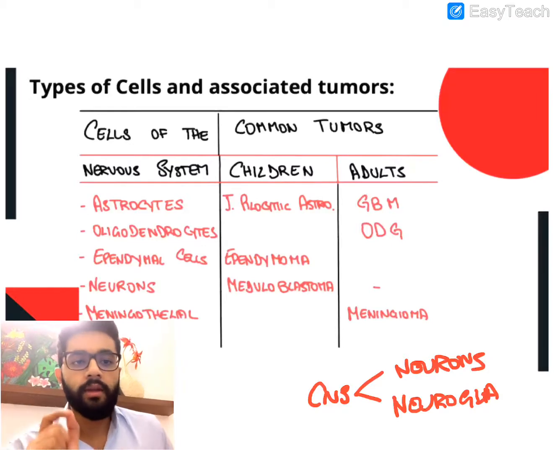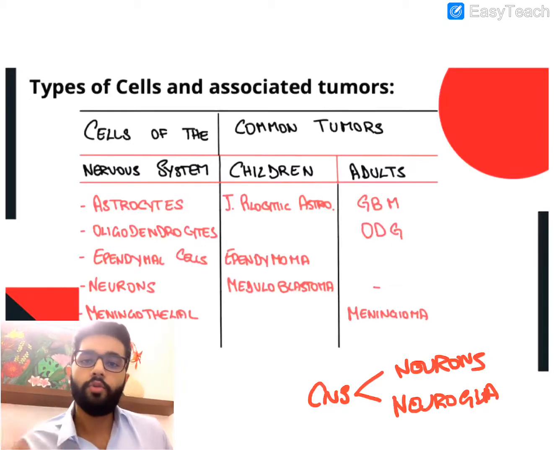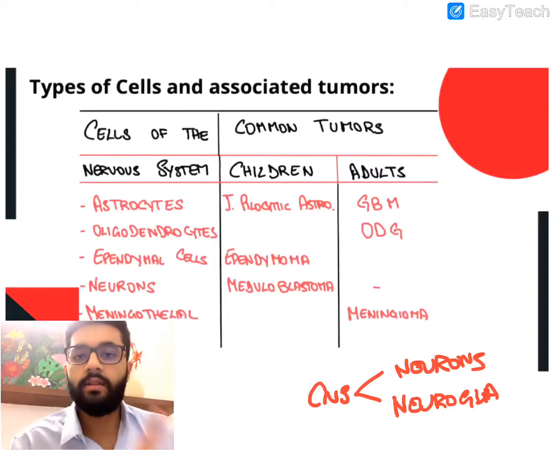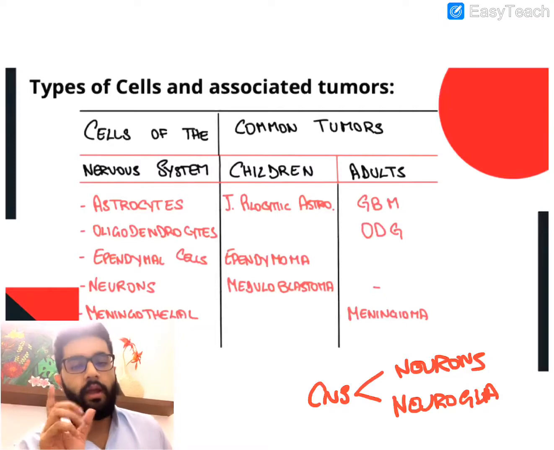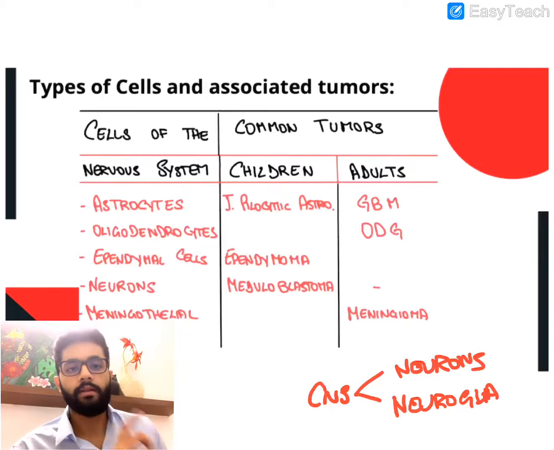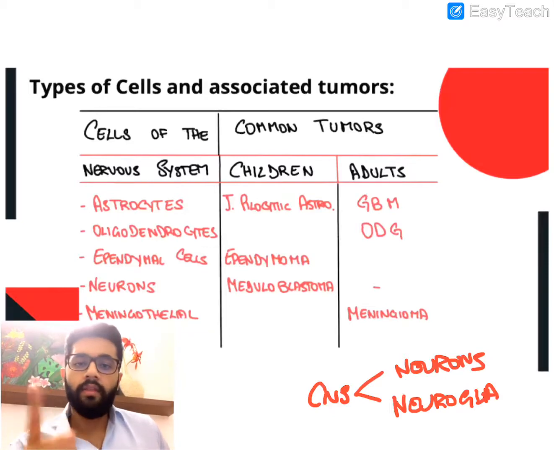So what are the ependymal cells? The ependymal cells are a neuroglia or a supporting cell that forms the lining of the ventricles. Ventricles are CSF filled spaces in the brain, and the lining of these ventricles are formed by ependymal cells. Okay. Now, other than these, you should also know there are some meningothelial cells.